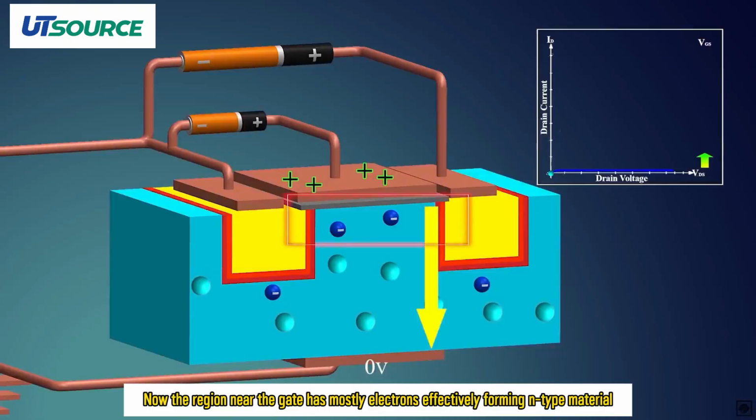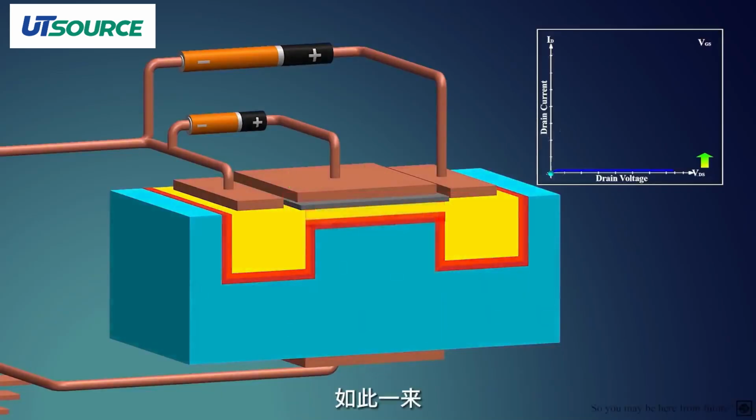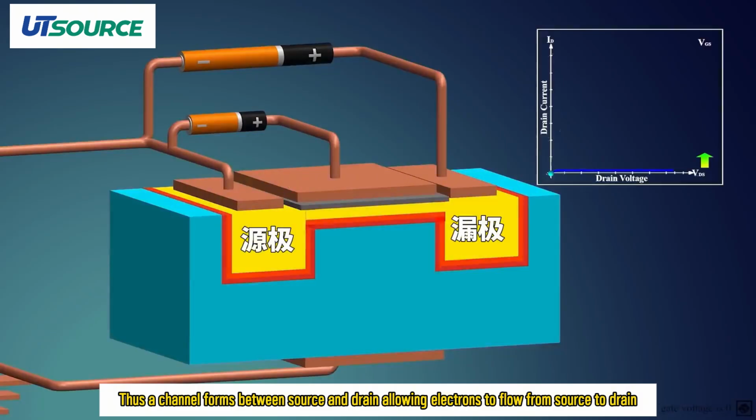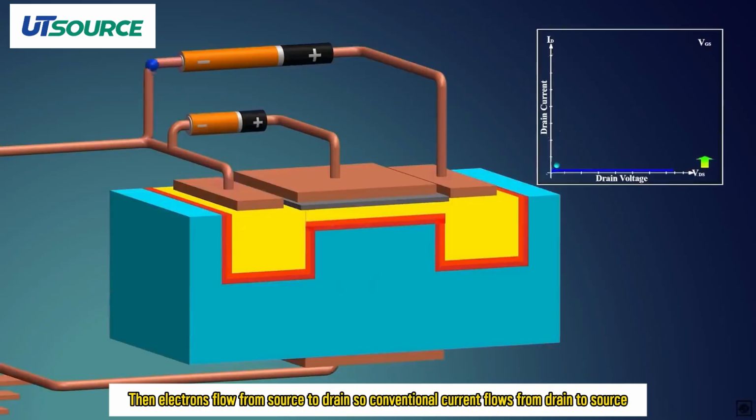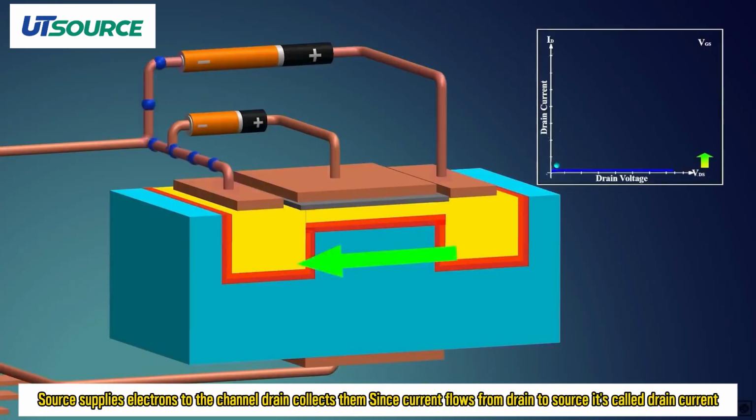Now the region near the gate has mostly electrons, effectively forming N-type material. Thus, a channel forms between source and drain, allowing electrons to flow from source to drain. The channel thickness can be controlled by VGS. It's proportional to VGS. The minimum voltage to form a channel is the threshold voltage. Then electrons flow from source to drain, so conventional current flows from drain to source. Source supplies electrons to the channel, drain collects them. Since current flows from drain to source, it's called drain current.